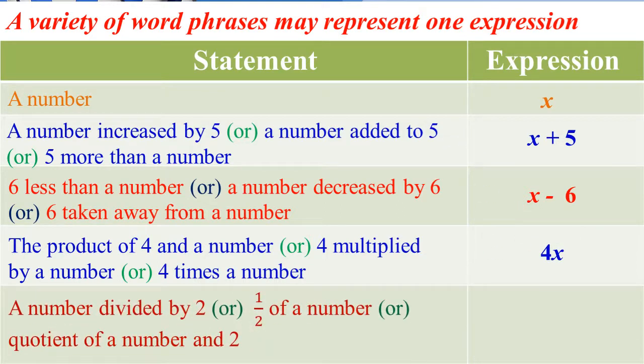Next, a number divided by 2, or 1 by 2 of a number, or quotient of a number and 2. Here divided or quotient is denoted by division. So here you have to write x divided by 2.